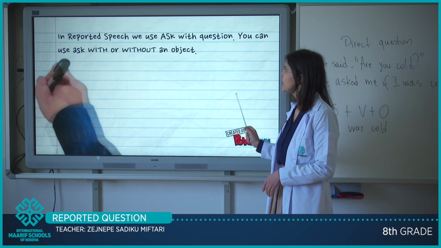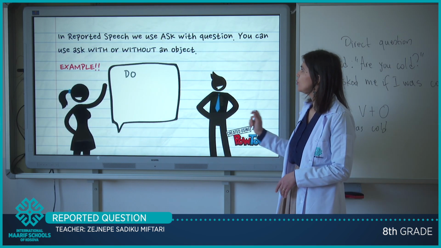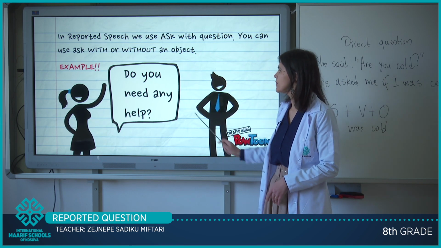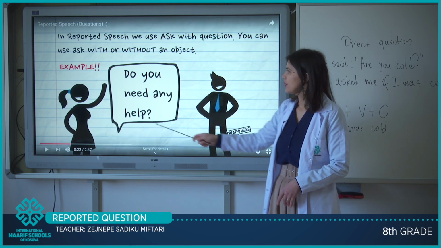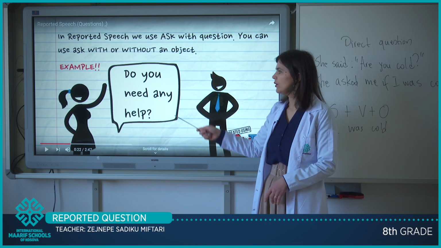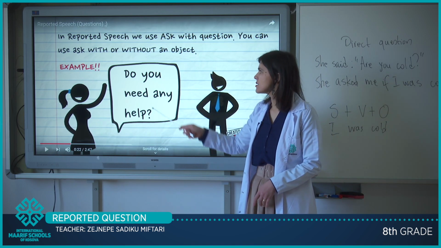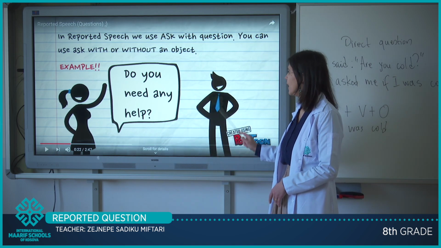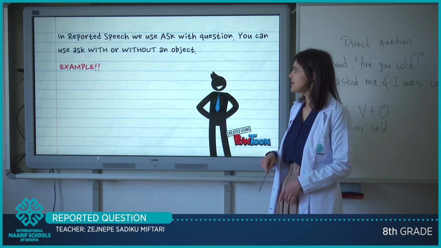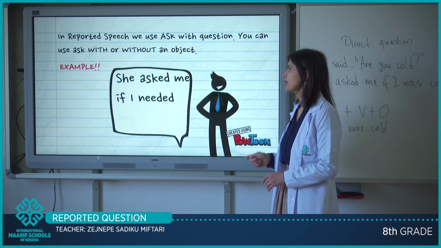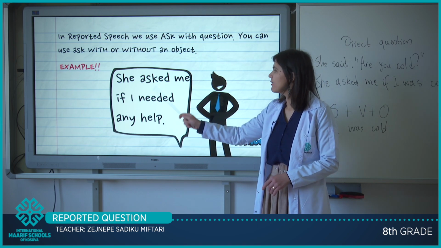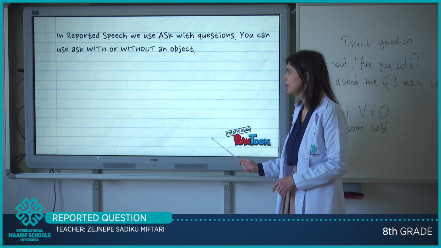So in reported speech we use ask with question. You can use ask with or without an object. As we can see, the girl is asking the boy, do you need any help? So this is a direct question. And now let's see the reported question in this case: she asked me if I needed any help.